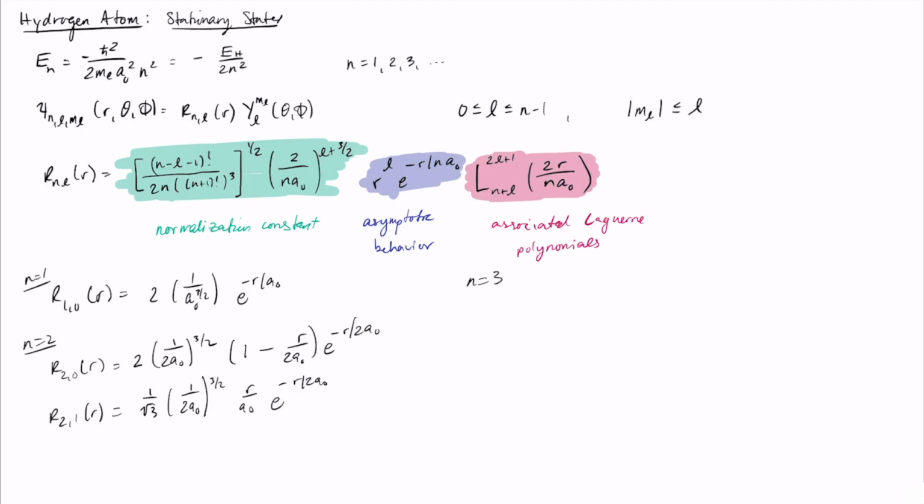Now for the n equals 3 solutions, you have 3 possible values, right? So you have n equals 3 allows for l equals 0, 1, or 2.